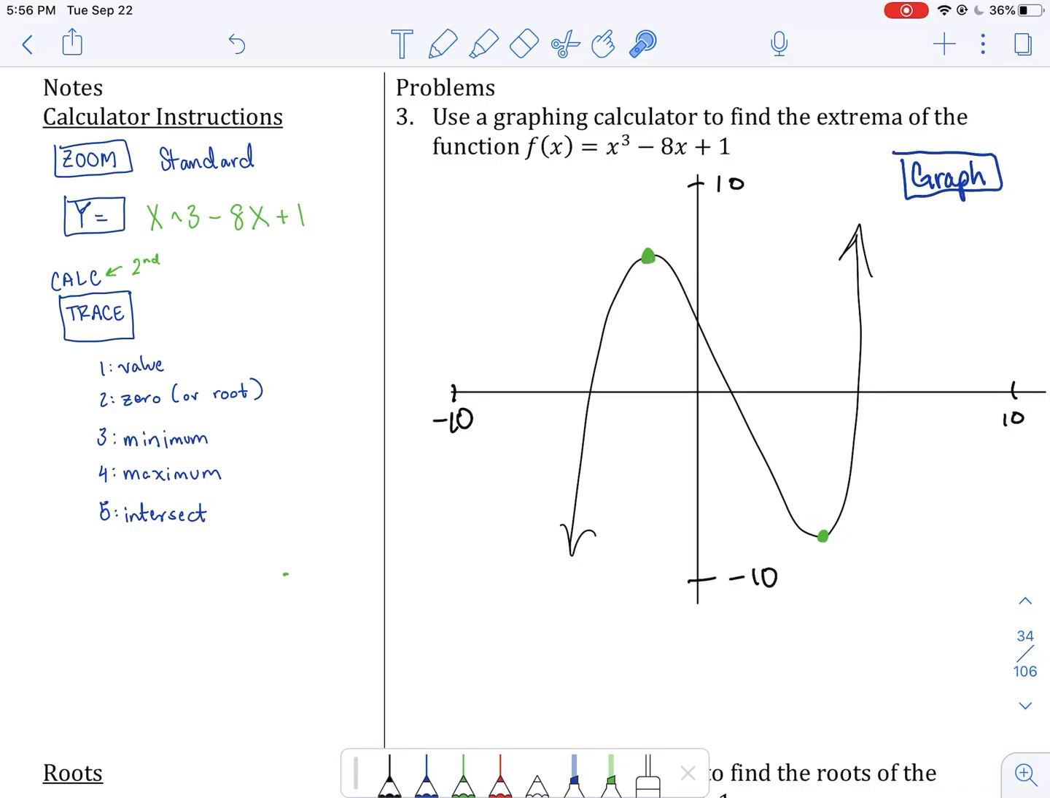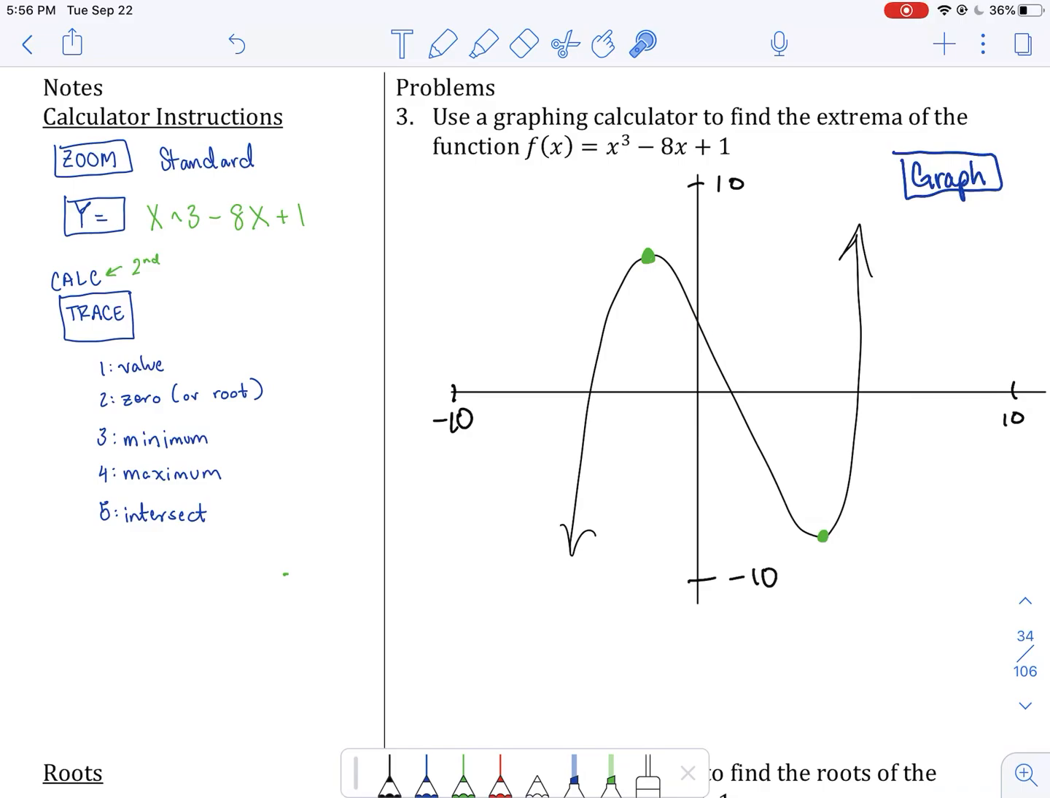Value, 0 or roots, which we'll talk about in question 4, minimum and maximum, and intersect. There'll be more. These are your main ones. We're going to focus on minimum and maximum for this lesson. So let's find the maximum first. Click on the one that you want. So in this case, we want to do maximum.